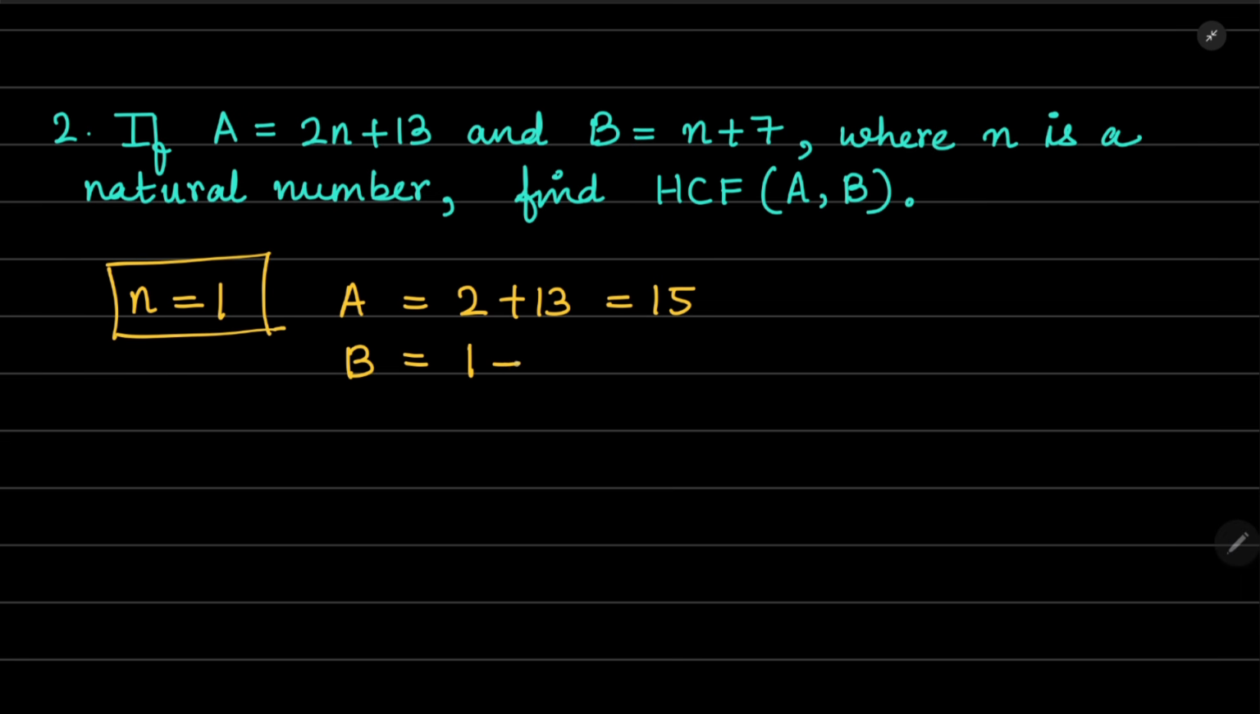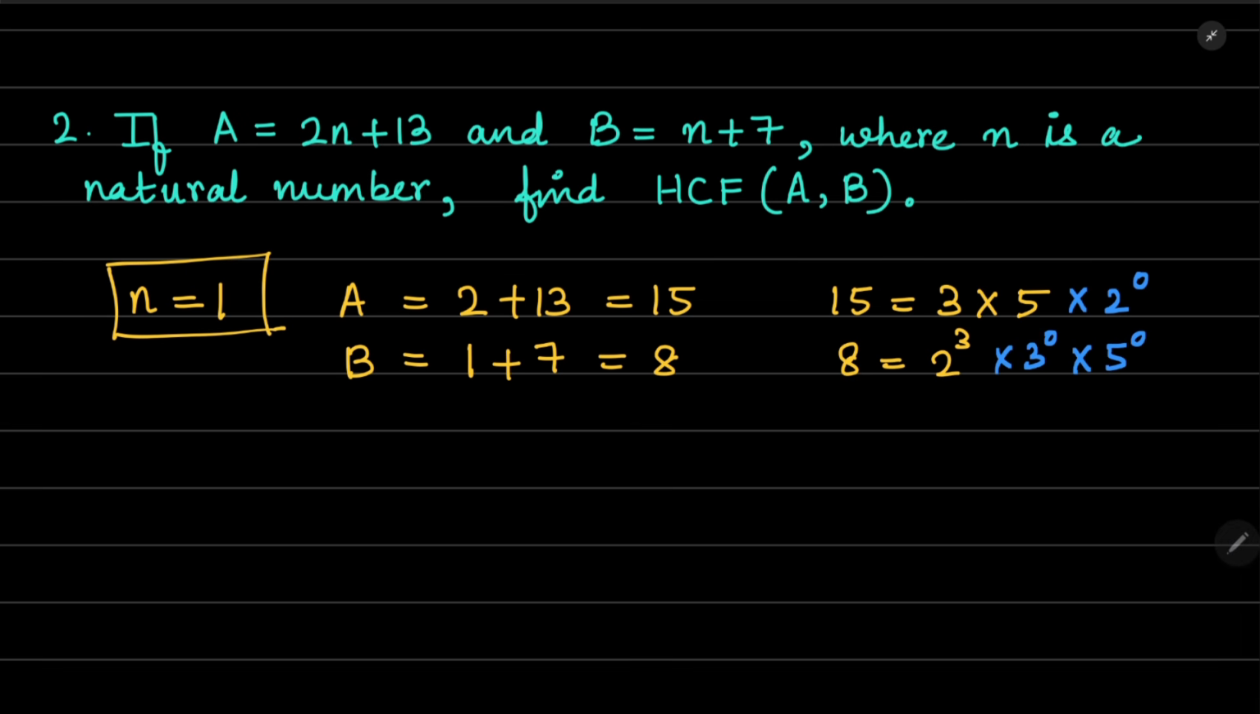So b will be 1 plus 7, which is nothing but 8. Let us do the prime factorization. For 15, the prime factorization will be 3 into 5, and for 8, it will be 2 cube. Now I'm going to make sure all the factors are common across. So here it will be 2 to the power 0, and here I'll write 3 to the power 0 and 5 to the power 0, to make sure 2, 3 and 5 are the common factors.